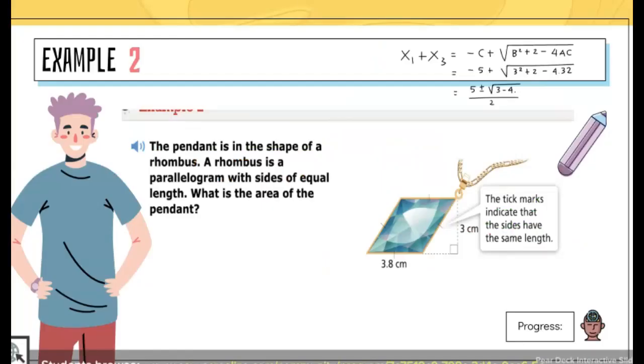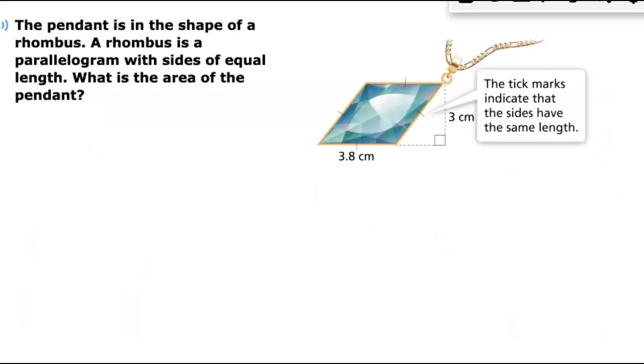Let's have another example. All right, example number 2. The pendant is in the shape of a rhombus. A rhombus is a parallelogram with sides of equal length. What is the area of the pendant? This is the pendant. All right, so let's solve it together. To read it, the pendant is in the shape of a rhombus, or we usually call it a diamond. But a rhombus is also a parallelogram, and we know that the area of a parallelogram is base times height. In this case, this is the height, and that height is 3.